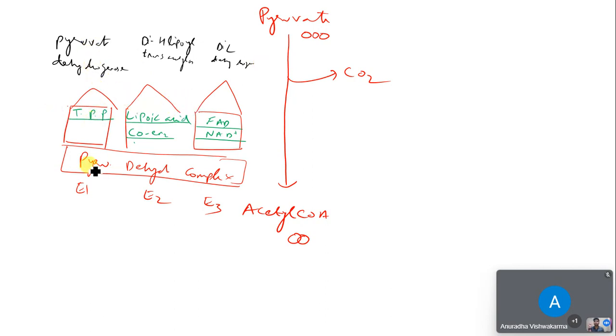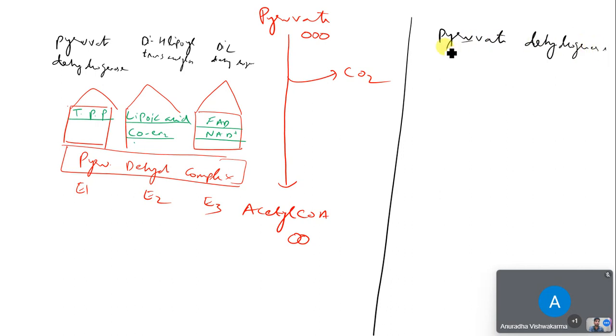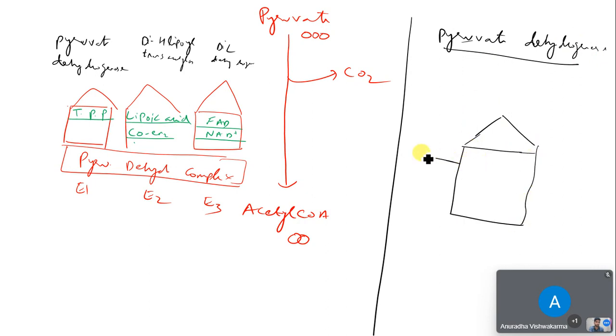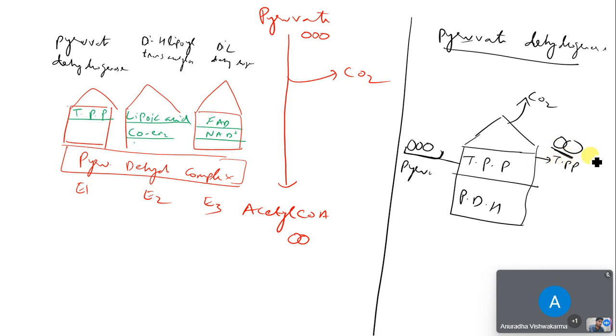Now we'll take each enzyme one by one. First we'll talk about pyruvate dehydrogenase. For example, this is an enzyme, and this is the binding domain. It takes up the pyruvate, and this is thiamine pyrophosphate, the coenzyme responsible for the action of pyruvate dehydrogenase. It takes the pyruvate in, and with the help of TPP it releases CO2 and gives a two-carbon compound, that is acetyl, bound to TPP. From this TPP, the acetyl will go directly to the lipoic acid.